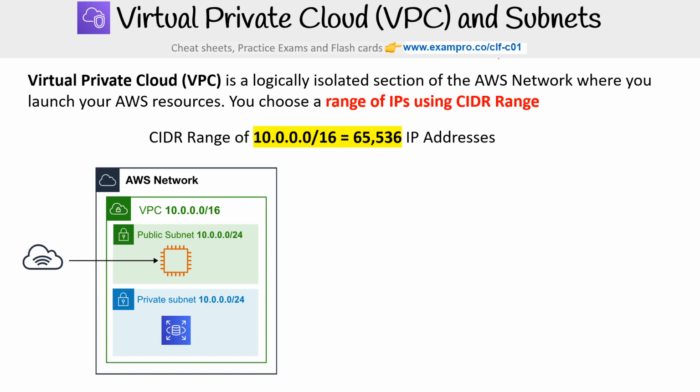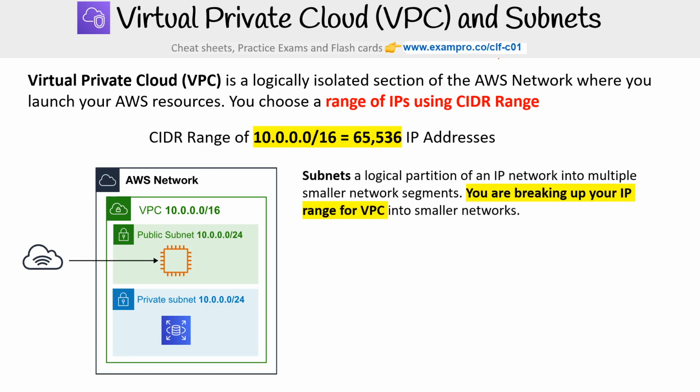But anyway, here is an architectural diagram just showing a VPC with a couple of subnets. A subnet is a logical partition of an IP network into multiple smaller network segments. So you're essentially breaking up your IP ranges for VPCs into smaller networks. Just think of cutting up a pie, okay?